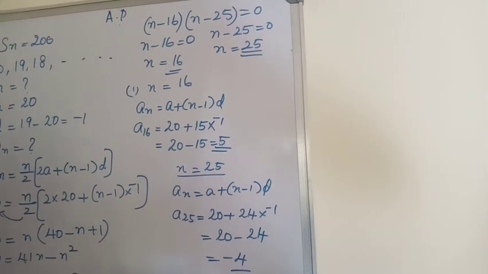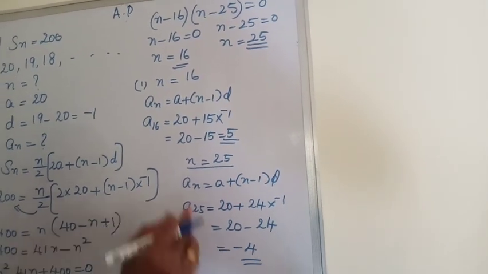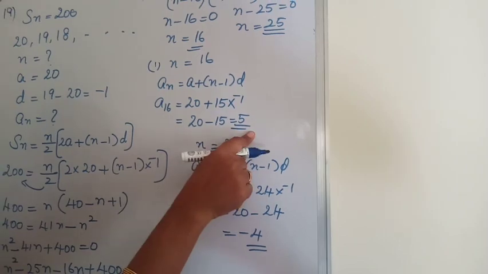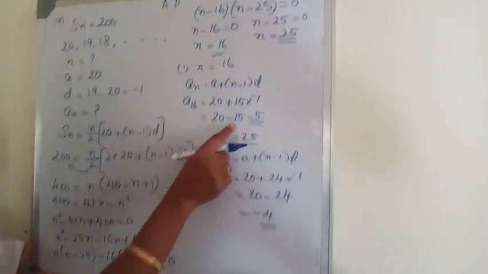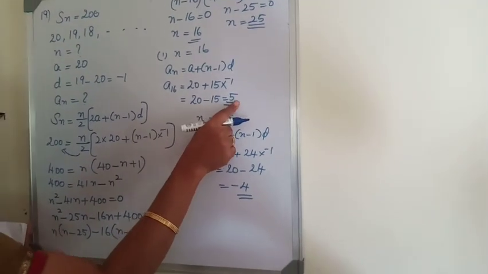Number of logs cannot be a negative number. So how many logs are there on the top row? 5 logs. And how many rows are there? 16. There are 16 rows and number of logs on the top row is 5.